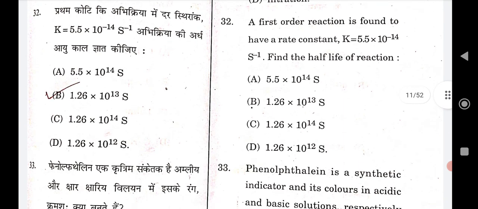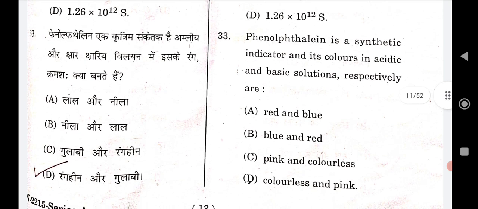Next question: a first order reaction is found to have a rate constant K equal to 5.5 × 10^-14. Find the half life of the reaction. So here, 1.26 × 10^13 s. B is the correct one here. Next question: phenolphthalein is a synthetic indicator and its color in acidic and basic solutions respectively are colorless and pink. D is the correct one here.